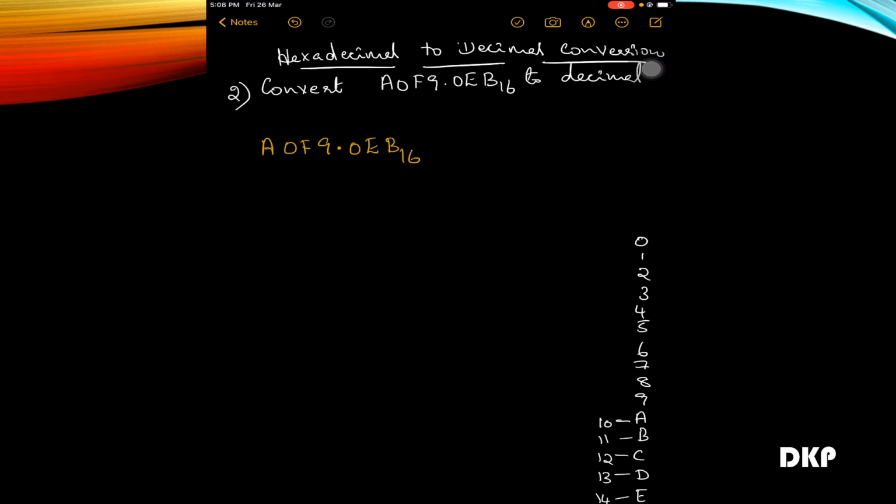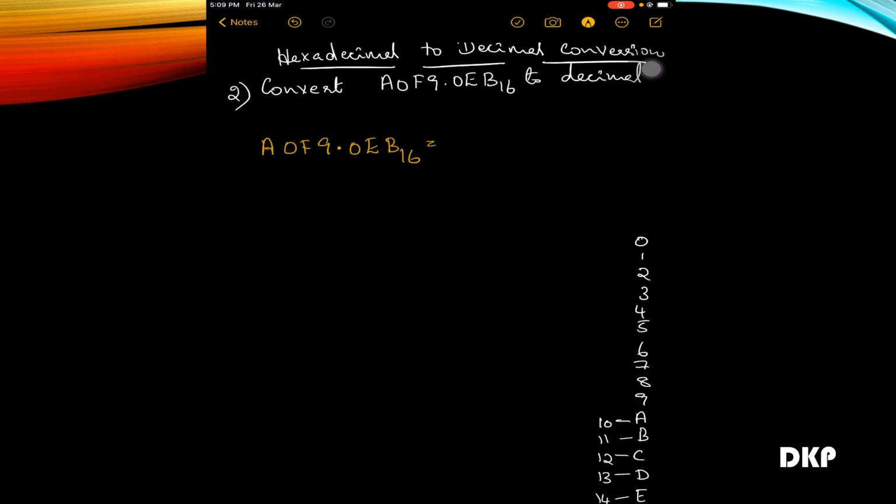Here, after the binary point, there are 3 digits, that is 0, E and B. And before the binary point, there are 4 digits, that is A, 0, F and 9. Therefore, when you write the positional weight, you have to be careful.